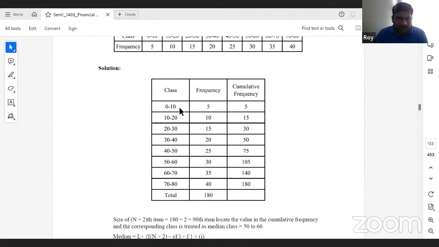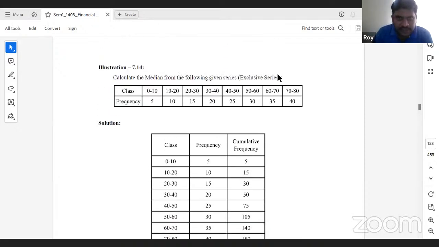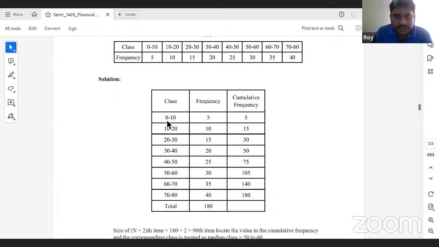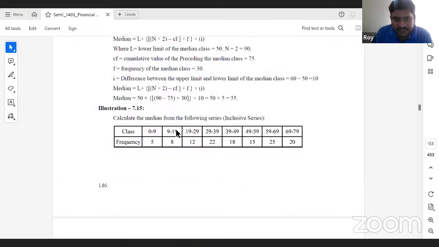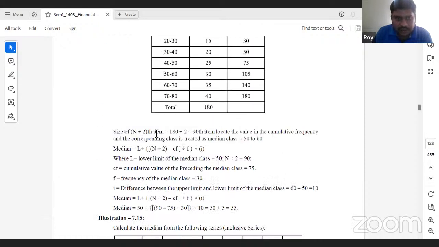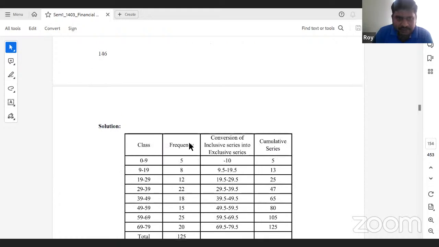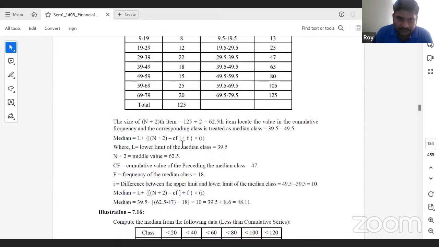We know that this is a different series. This is exclusive series. What do exclusive series and inclusive series mean? Exclusive series means other than 0 and 10, between 0 and 10. Here between 10 and 20. We are excluding those two things. Here including means including 0 and including 9. You will easily identify those series. They will mention this. When this series is given, again the solution will be the same. CF, lower limit, this one.